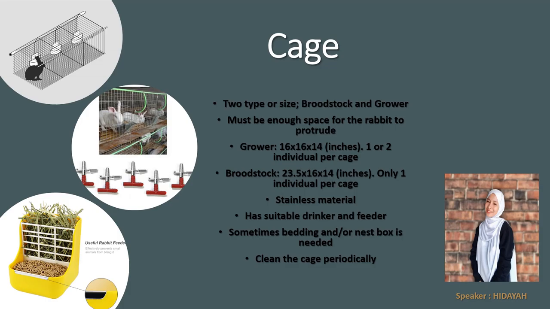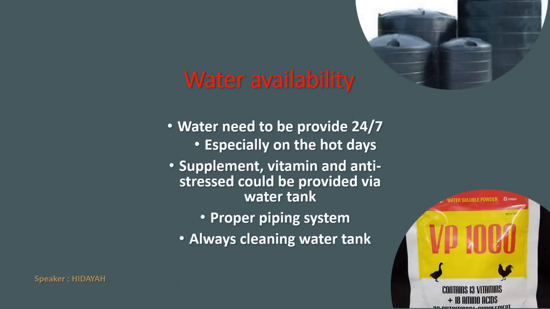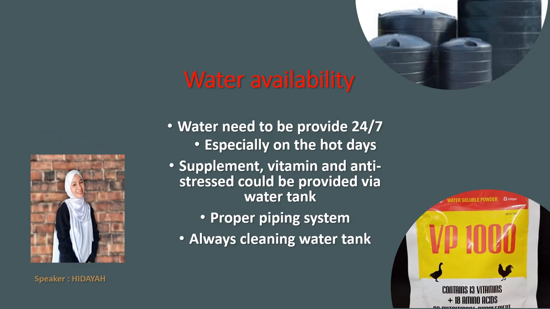The cage should be provided with a drinker and feeder. Sometimes bedding or a nest pot is needed in the cage. The cage must be cleaned periodically. Next, the water availability. The water needs to be provided 24 hours, especially on hot days. Supplements, vitamins and anti-stress could be provided via the water tank. Make sure it has a proper piping system, and do not forget to always clean the water tank.